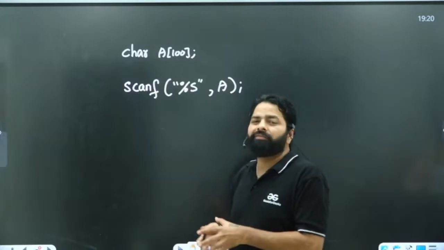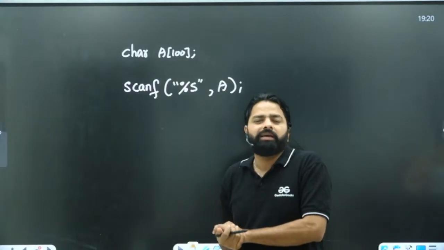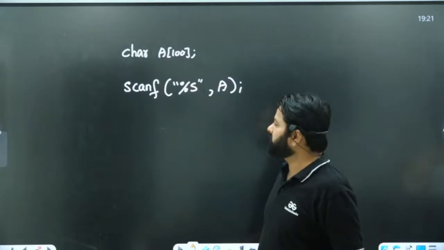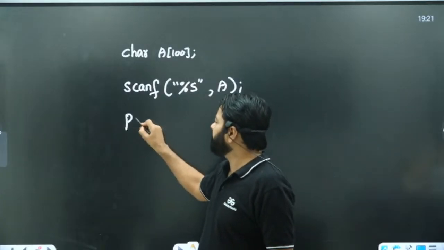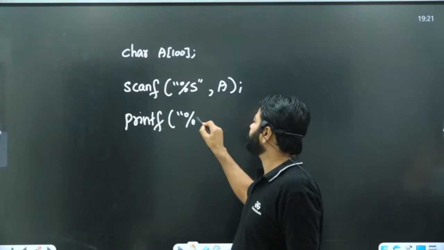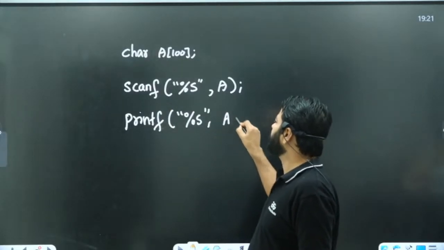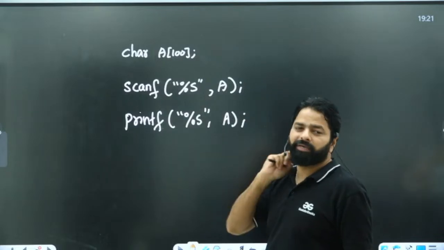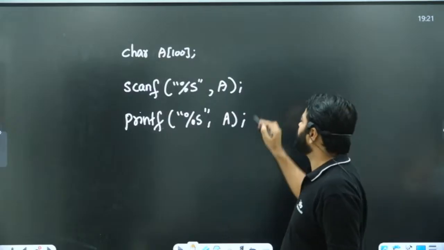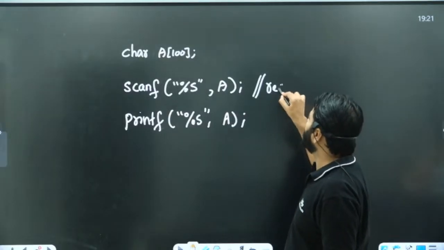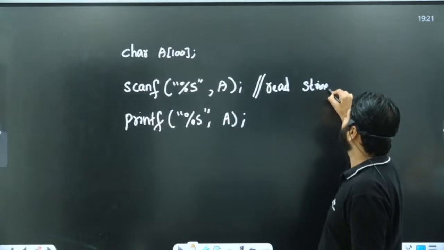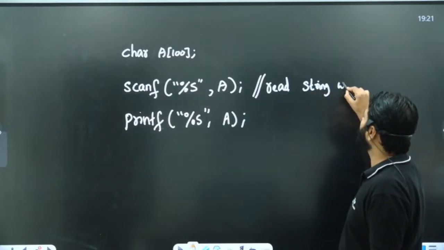So if you are giving a string which has spaces, it cannot take it. It is going to take only one word without any space. And if you print it, it will print the word only. Right? It reads and prints immediately. This is how you read only one word, or a string without any space.